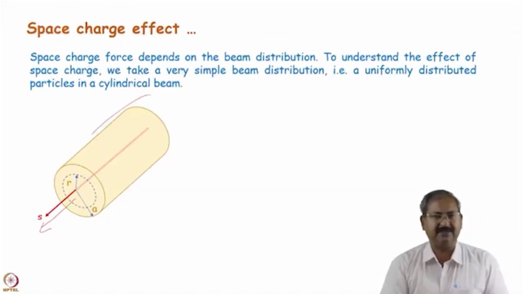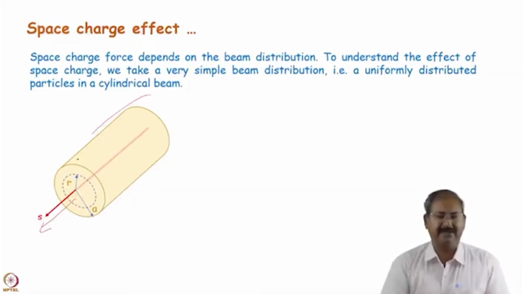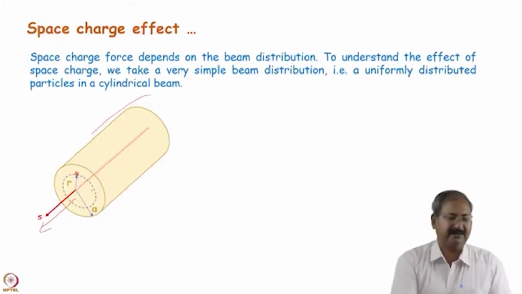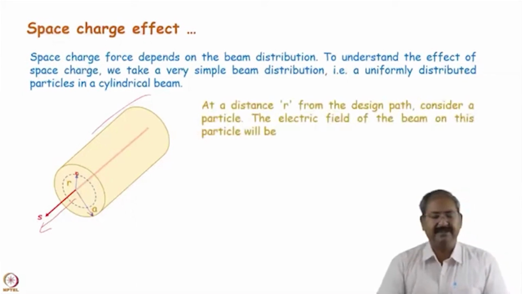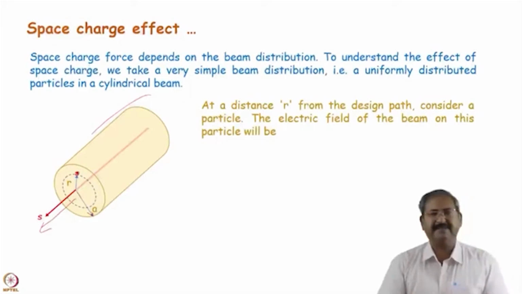Longitudinally it is very long, so there will be no longitudinal electric field. In this, only a transverse electric field will be there. And we consider a particle situated here, at a distance of r from the design axis, while the beam radius is a. Now we will see what the electric field on this particle is. This is a very simple exercise. It is a simple Gauss law.